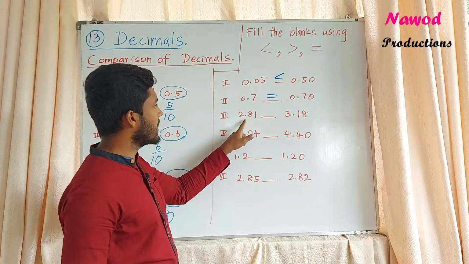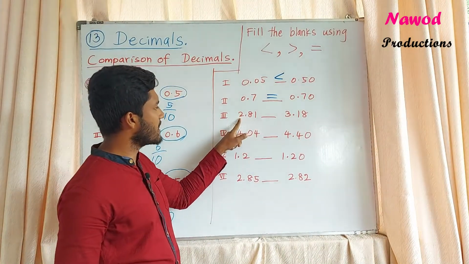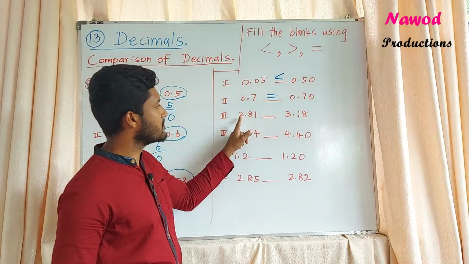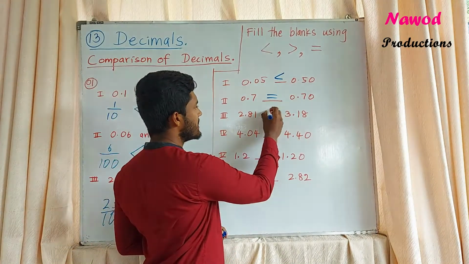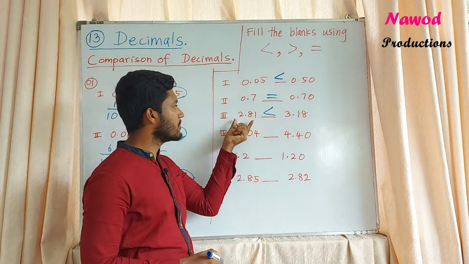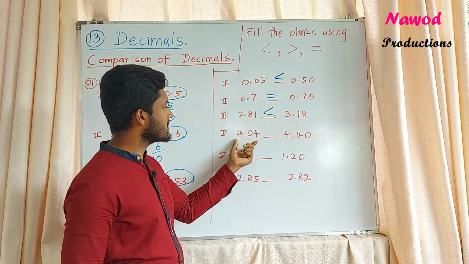Then here 2.81, 3.18. 2 is in the ones place, 3 is in the ones place. Then which is bigger, 2 or 3? 3 is bigger. So we can easily say that 3.18 is bigger than 2.81.